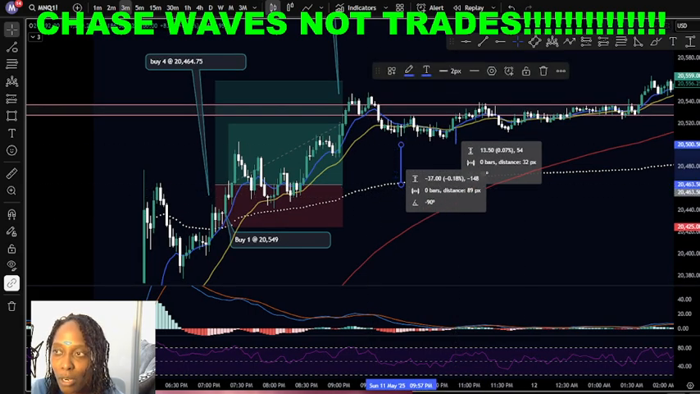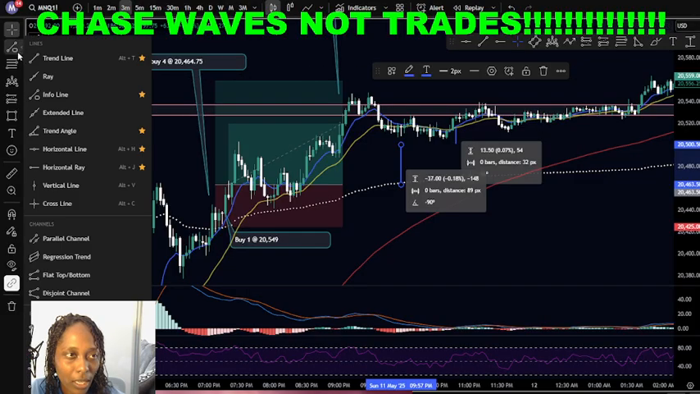This is an info line tool that I use on TradingView. It is here under lines. You can see it there, info line.